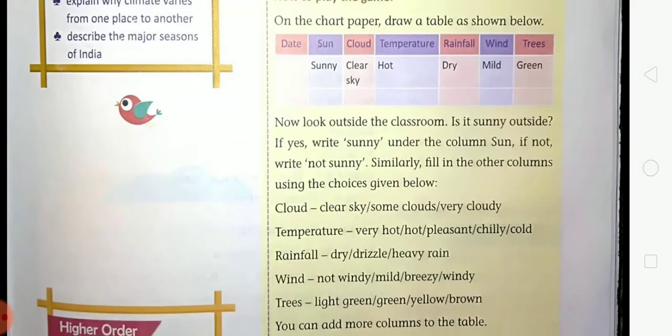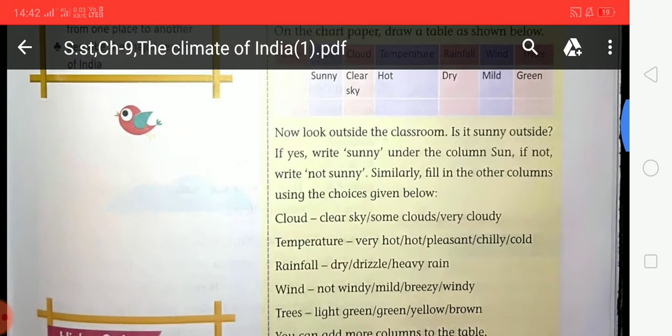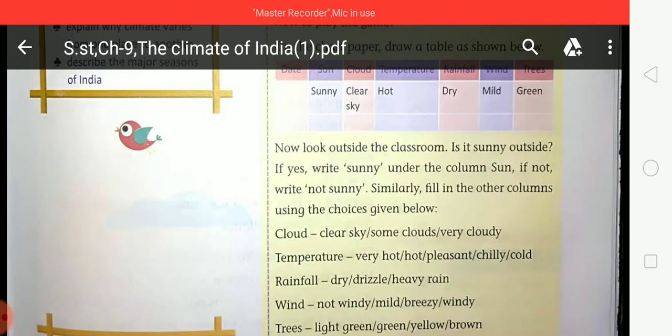Now look outside the classroom. Is it sunny outside? So students, first of all you have to look outside your classroom, and if it is sunny outside, then write sunny under the column sun. If not, write not sunny. Similarly, fill in the other columns using the choices given below. So students, look at the choices, and from these choices you have to fill all the columns.